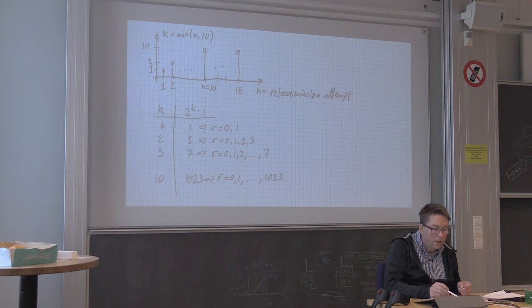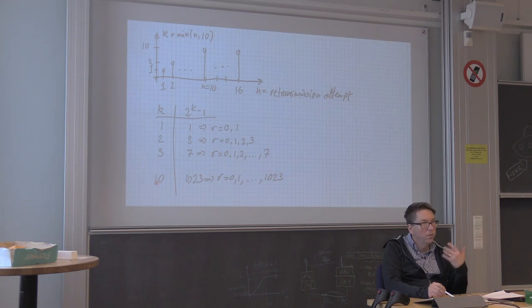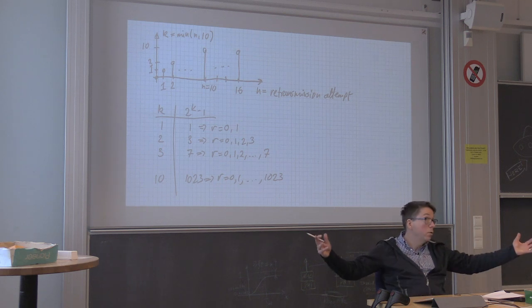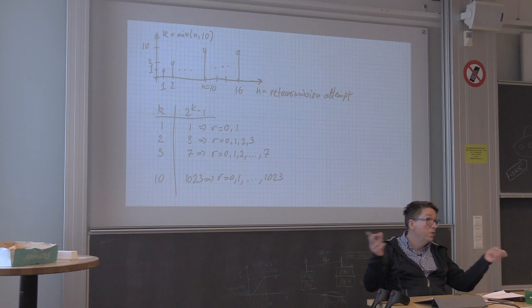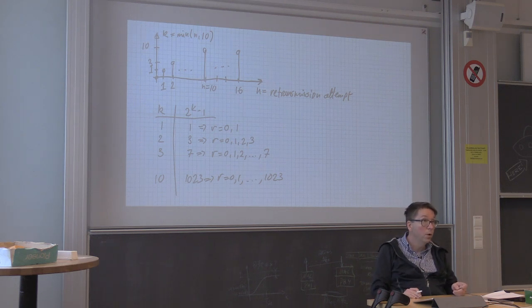So we see here that as the number of consecutive retransmission events increases, the number of possible values of r also increases quite a lot, and that is basically to spread out the retransmission events among the users.